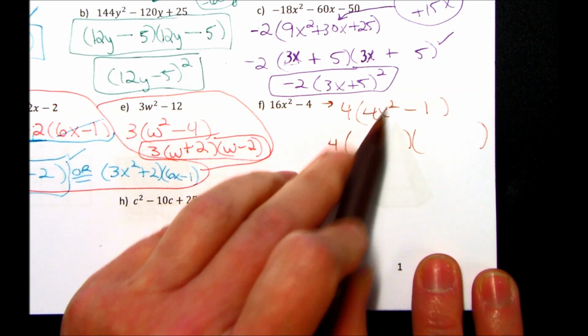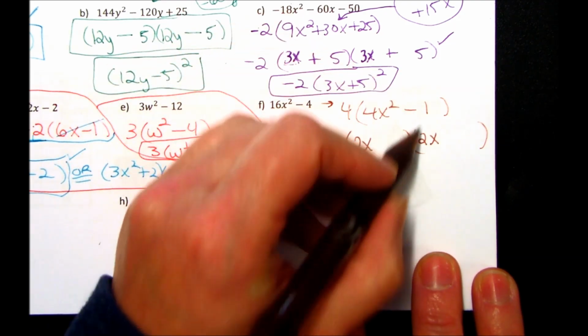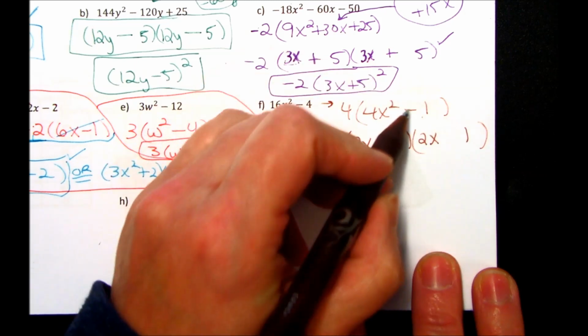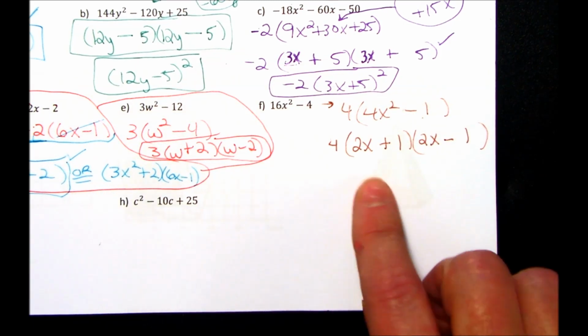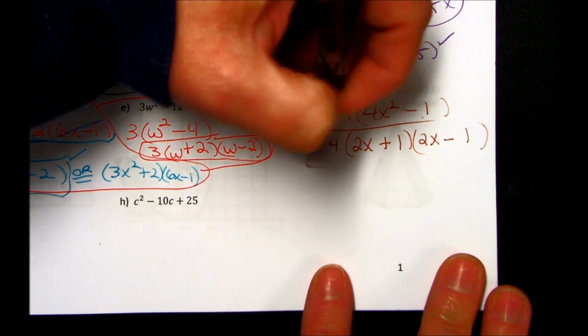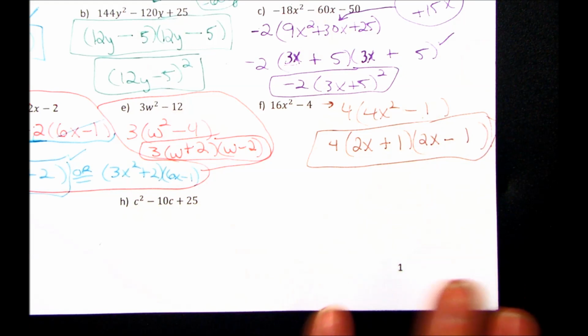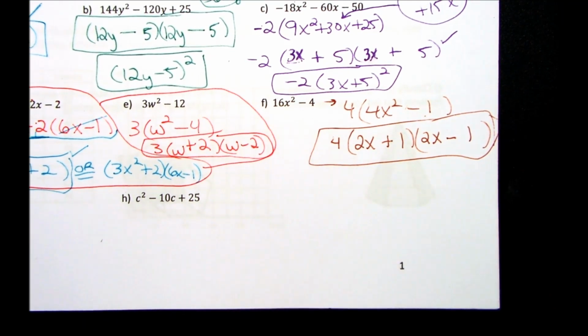And then take your square root of your 4x squared, which gives you 2x and 2x. The square root of 1 is 1 and 1, but in order for it to be negative, 1 has to be positive, 1 has to be negative. And if you multiply this back together, you would get what you started with. So these are the factors of 16x squared minus 4. And we have factored completely.